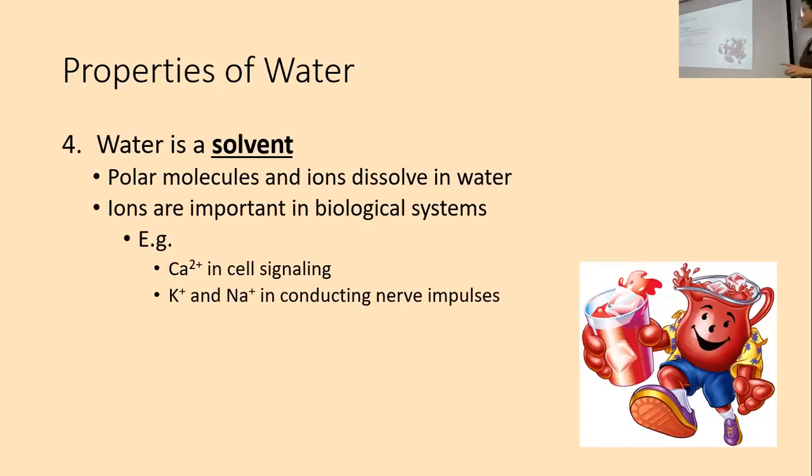Number 4, we mentioned this when we were talking about ionic bonds. Water is a solvent. Okay? So polar molecules and ions dissolve in water. We know this, right? Our ionic bond example was table salt. If you put salt in water, it dissolves, right? Dissociates into the water, right? And so you basically have these free ions floating about in these aqueous systems, like the inside of your body, right? And so these ions are important in biological systems.